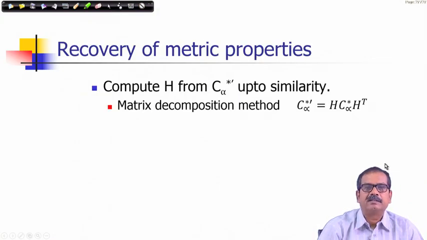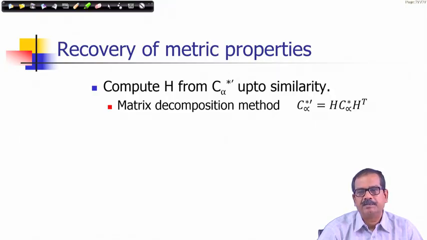So, how can we recover the metric properties? What we need to do now is estimate the homography from C infinity star, and that is up to similarity. We have seen that under the similarity transform this dual line conic remains preserved. So that homography can be multiplied by any similarity homography, and the properties will remain the same.